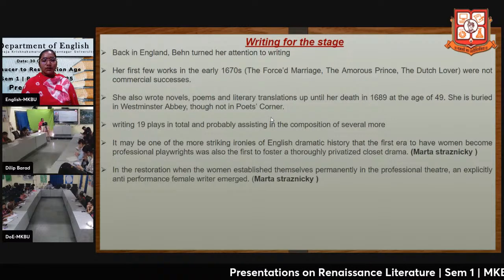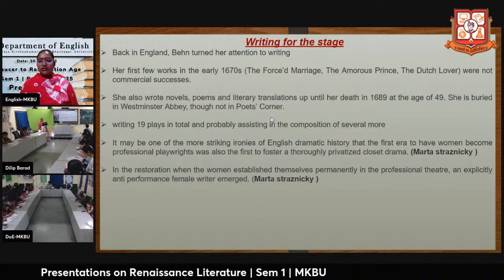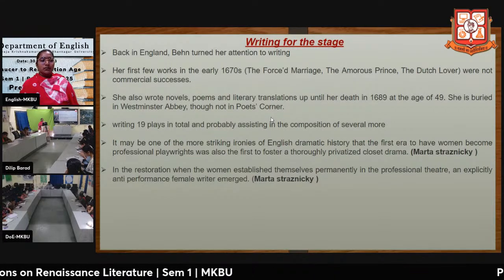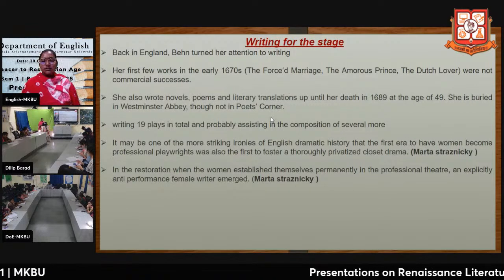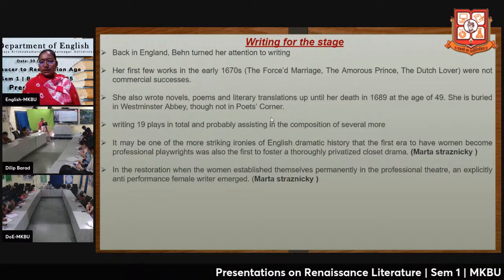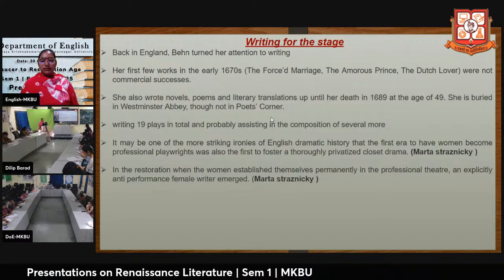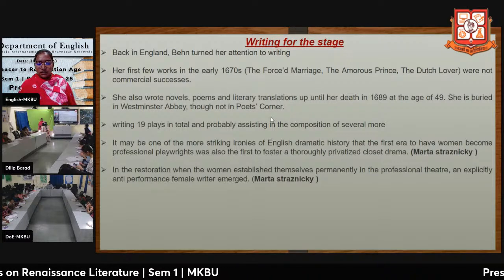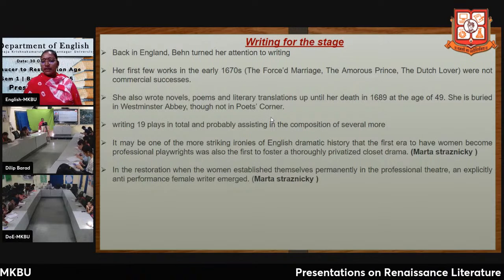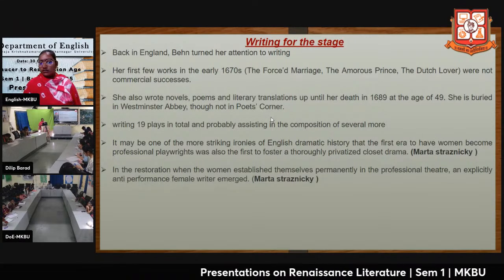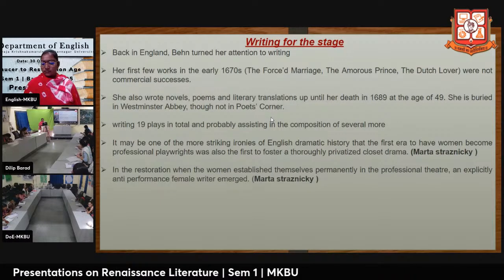It may be one of the most striking ironies of English dramatic history that the first era when women became professional playwrights was also the first to foster a thoroughly privatized closed drama. In the Restoration, when women established themselves permanently in the professional theatre, explicitly anti-performance female writers emerge.